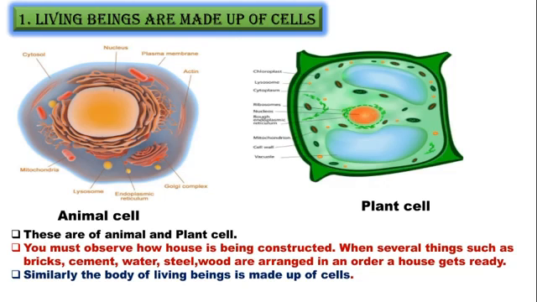One more point, children: you must observe how a house is being constructed. When a house is being built, bricks, cement, water, steel, wood are arranged in an order, and then only the house gets ready, isn't it? Yes. Similarly, the body of living beings is made up of cells. So children, living beings are made up of cells.